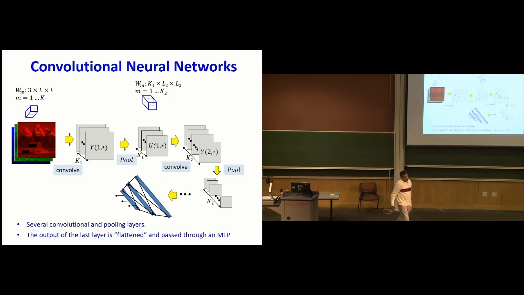Eventually, when you get to the end of these convolution operations, you would flatten the output and pass it through, say, a multilayer perceptron to get your final classification output. Now, we saw all of this in the last class.